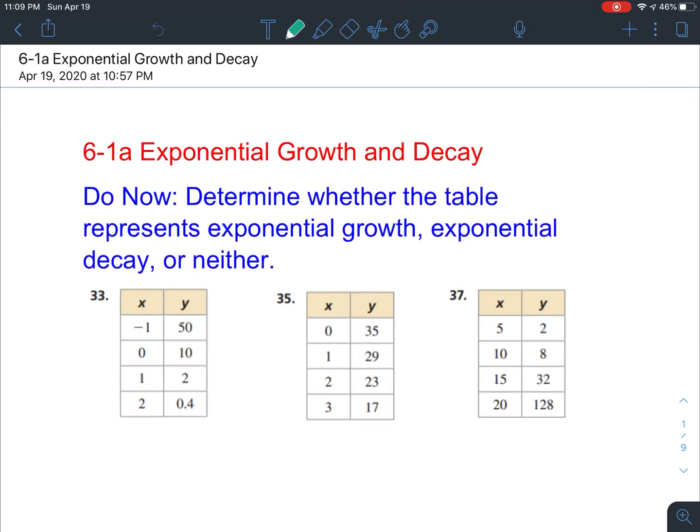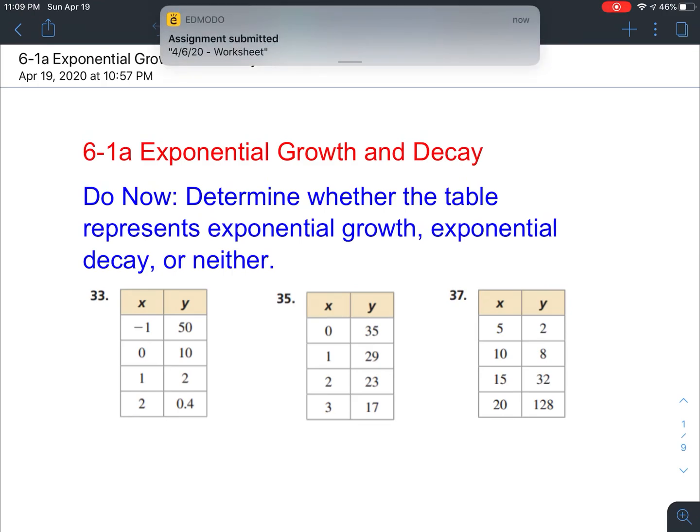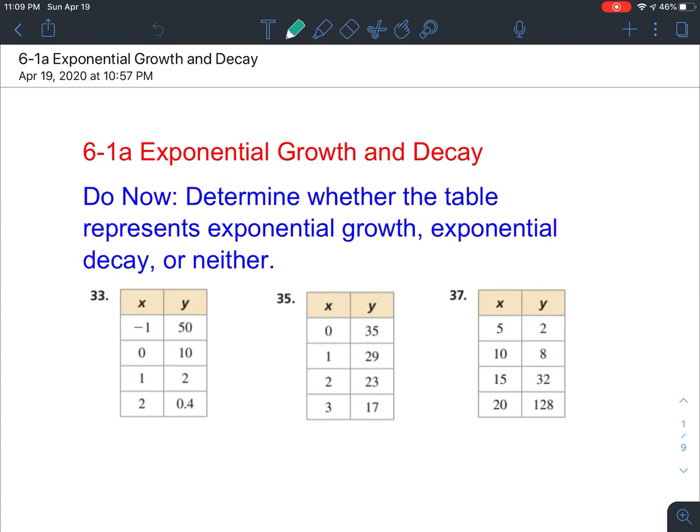which is about exponential growth and decay. So we've already talked about some exponential functions in the past, especially with graphing. So now we're going to be looking at the more algebraic approach to this. So what I want you to do is to look at these three tables and determine whether these tables represent exponential growth, exponential decay, or neither.